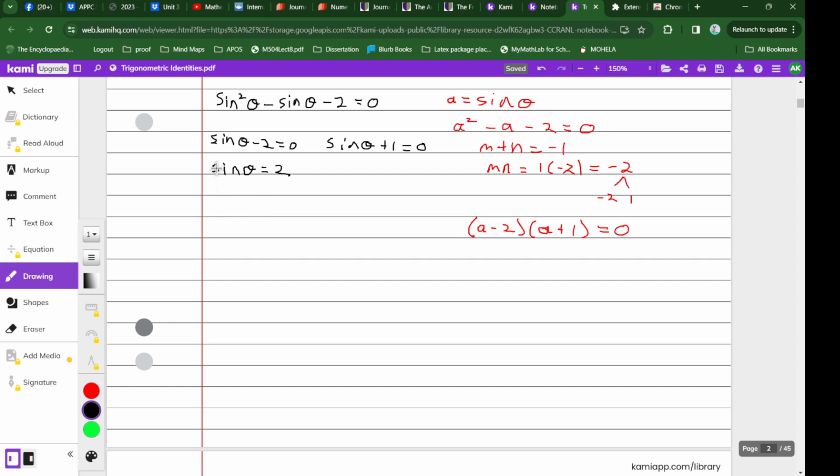But the range of sine is always between negative 1 and 1. Which means that I'm never going to be 2, so this has no solution for this part.